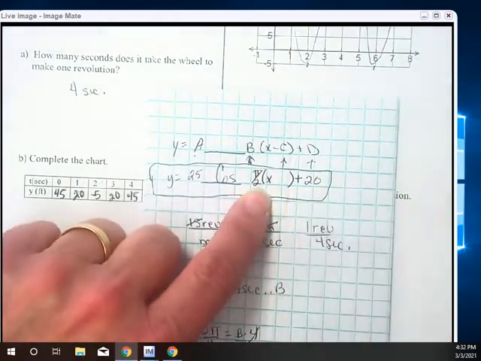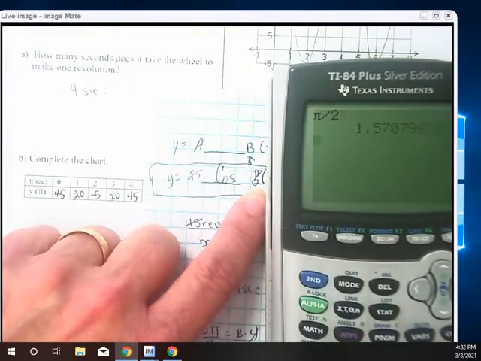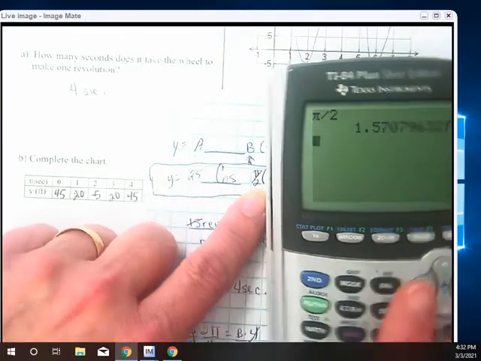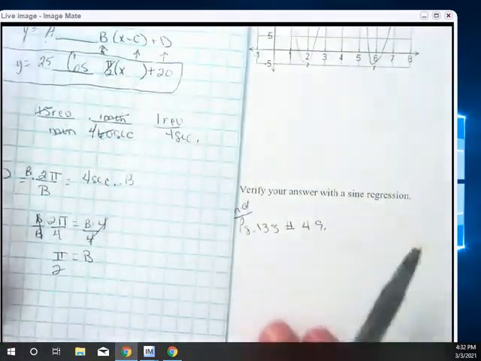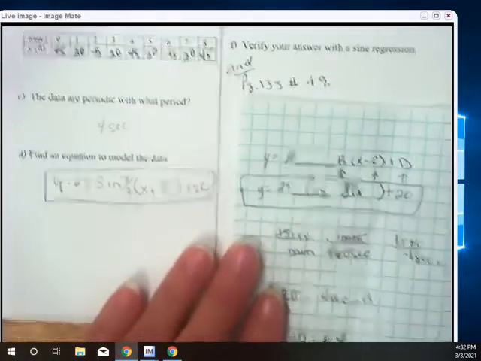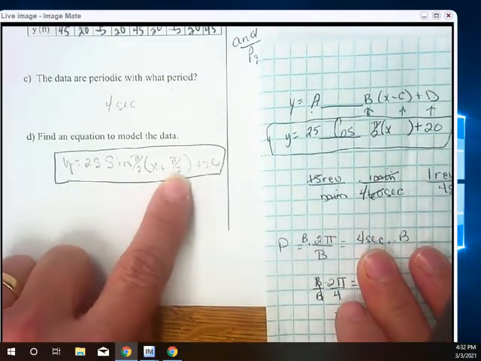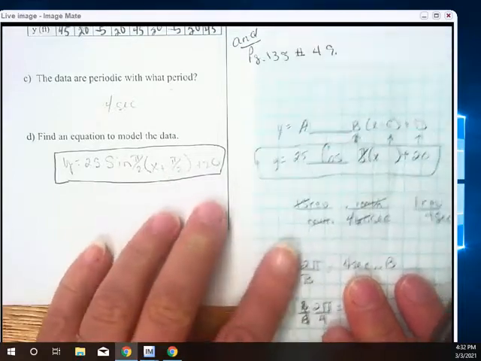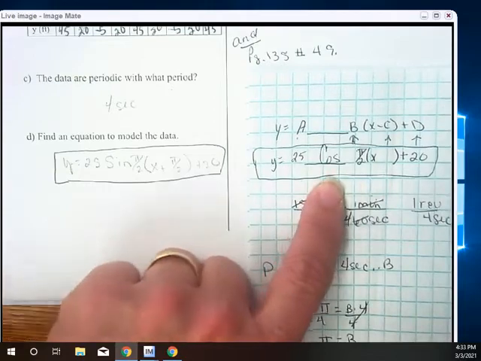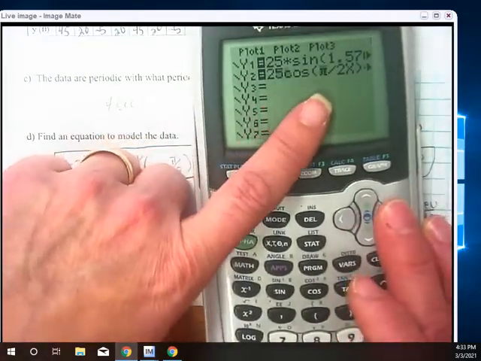And I have this pi over 2, and just to double check, I'm going to do pi divided by 2, and sure enough, that's that crazy 1.5079632 decimal. Now my calculator, and I went ahead and wrote this down, my calculator gave me the 25 sine of pi over 2 x with a phase shift of pi over 2. But we did cosine with no phase shift.